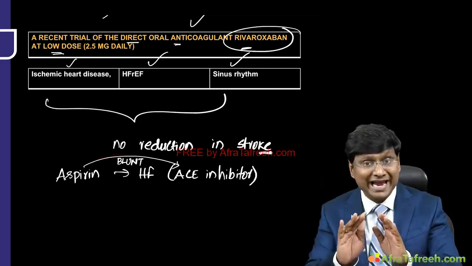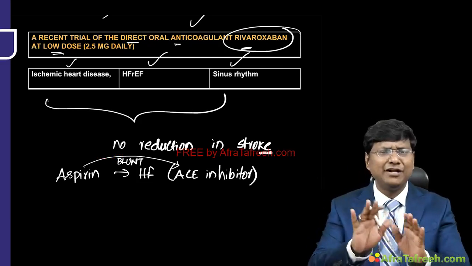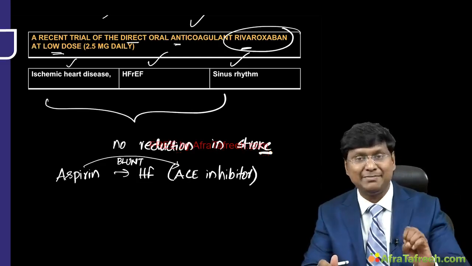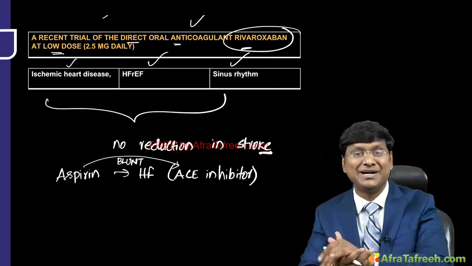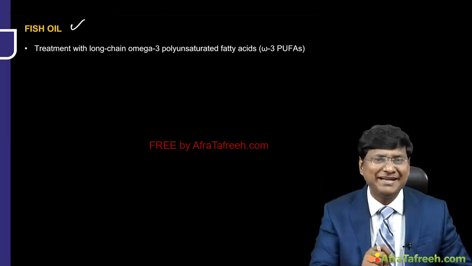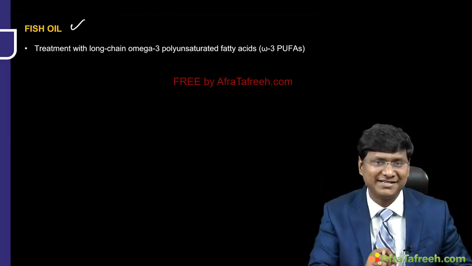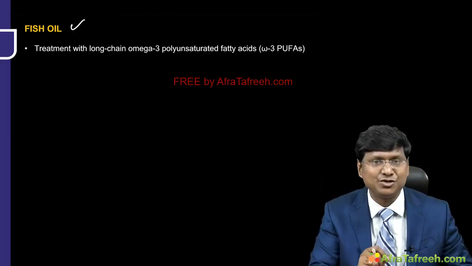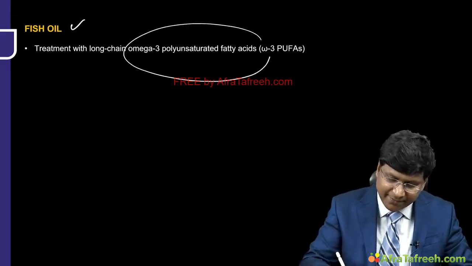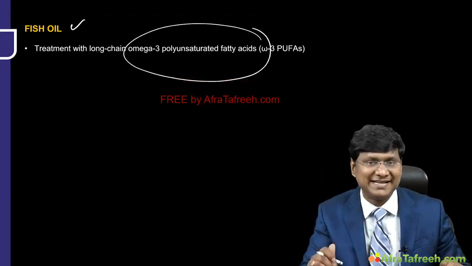So what is the end point? Heart failure with atrial fibrillation: give antiplatelet or anticoagulant depending upon your CHA2DS2-VASc scoring system. All right. Next is supplementation of nutrients, like fish oil. Fish oil contains omega-3 polyunsaturated fatty acid.